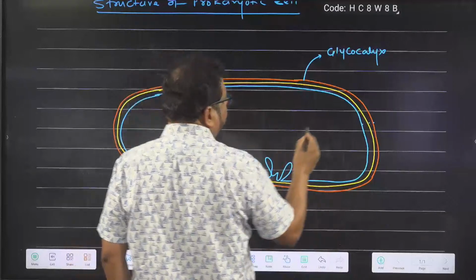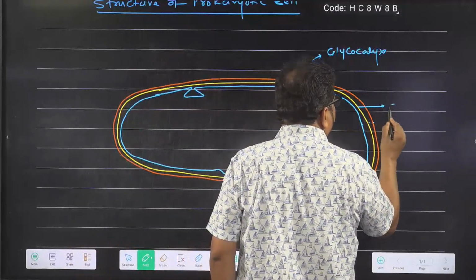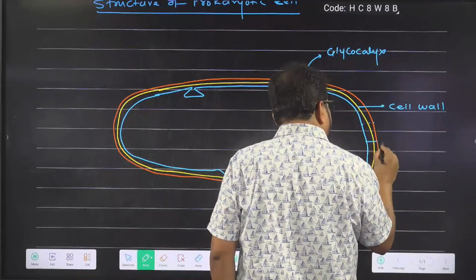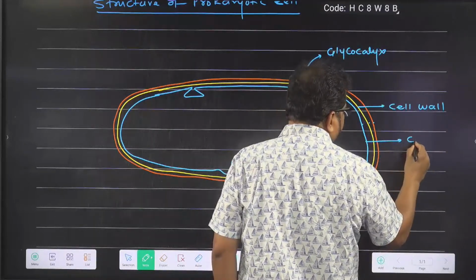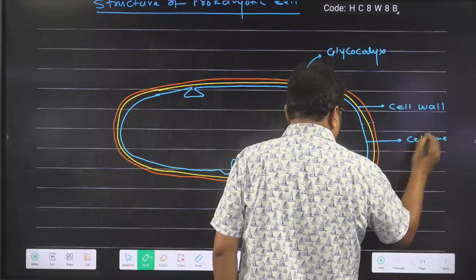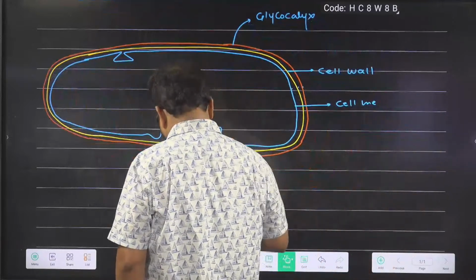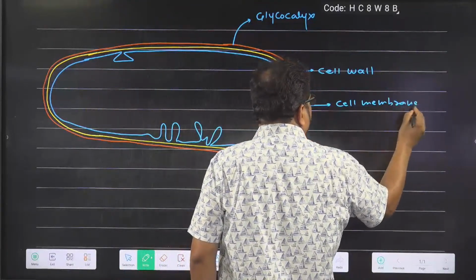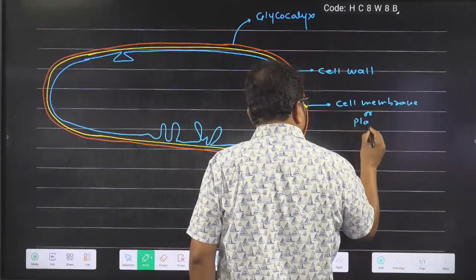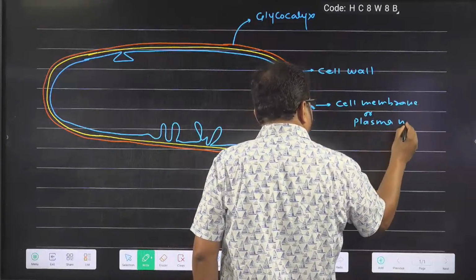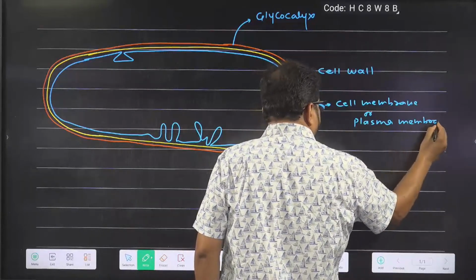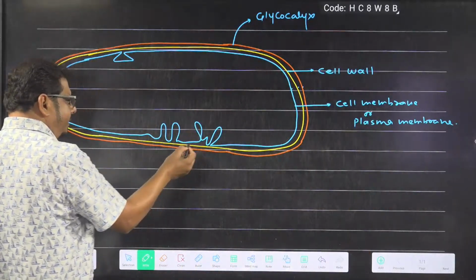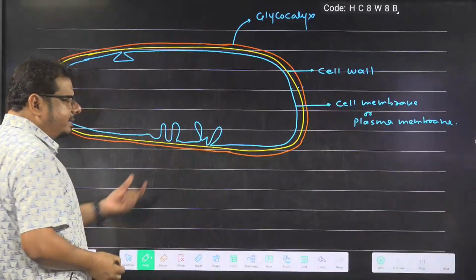The second layer from the outside is called cell wall. And the innermost layer is called cell membrane, or plasma membrane. The cell membrane or plasma membrane is the innermost layer. Got the idea? You just see in this innermost layer, I just made some enfolded structure.